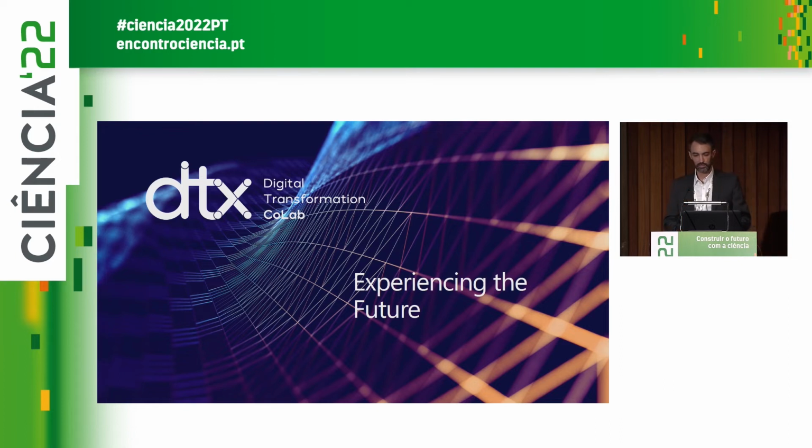So DTX is a collab. So what's a collab? A collab is a collaborative laboratory, a type of institution created by the Portuguese government, specifically with the goal of incentivizing and nurturing this collaboration between industry and academia in the body of an institution that does that by its very mission.